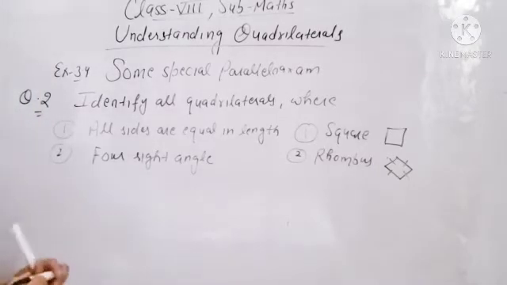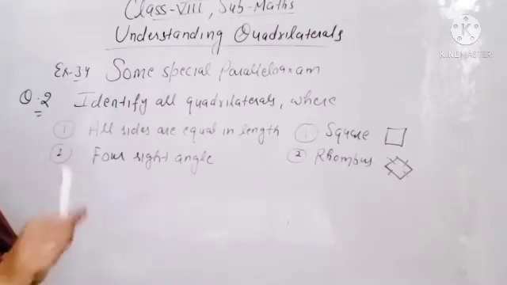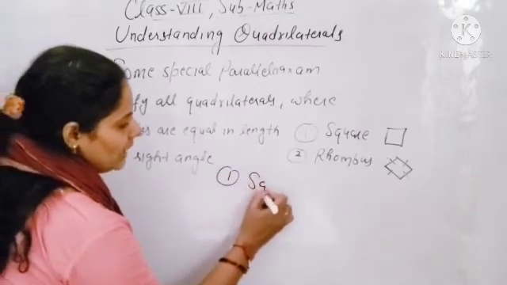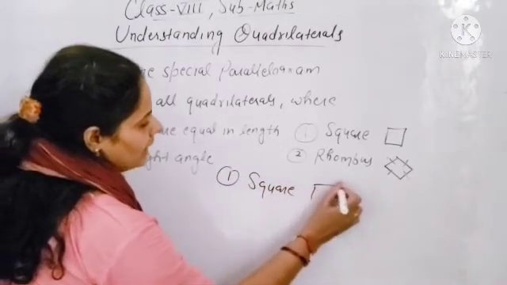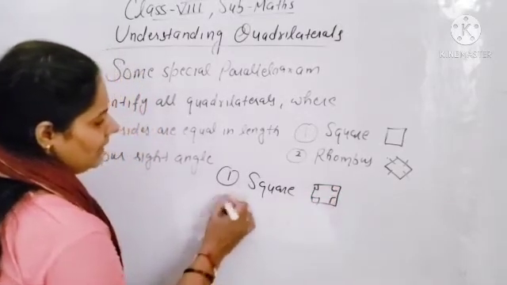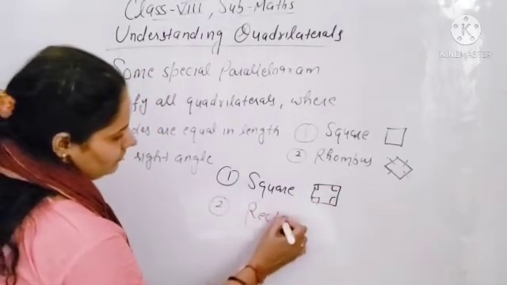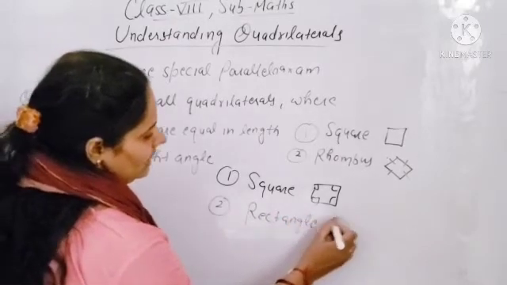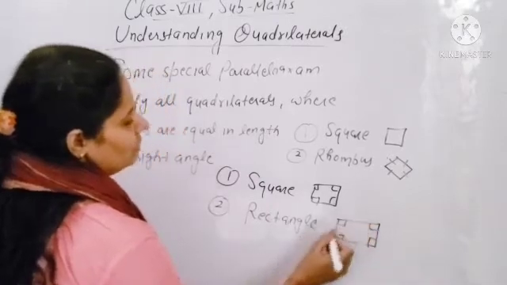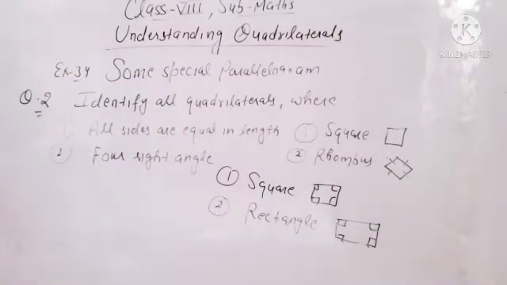And second, four right angles. All four angles are right angles. Which quadrilaterals have this? First one is the square. In the square all the angles will be right angles. Second one will be the rectangle. In a rectangle also all the angles will be right angles. Clear? So this one will be square and rectangle, and the other one square and rhombus. Clear?